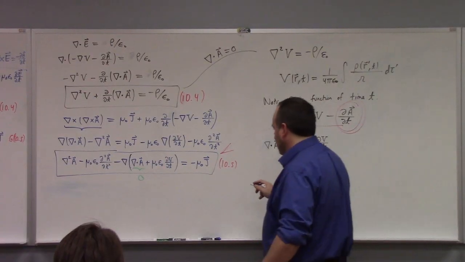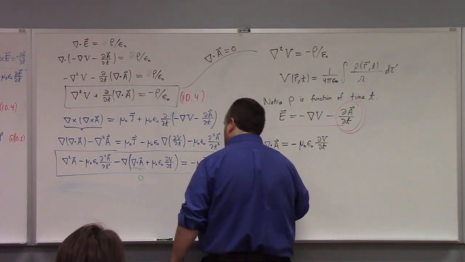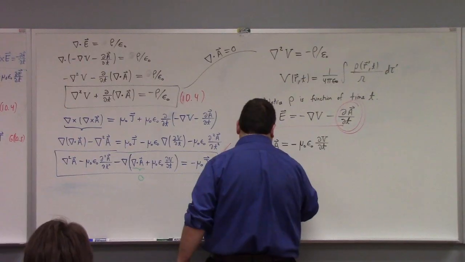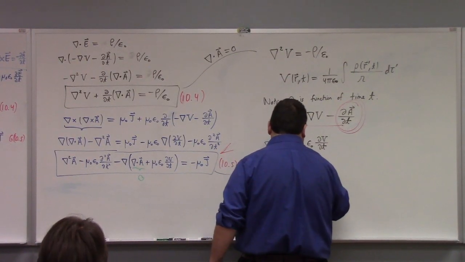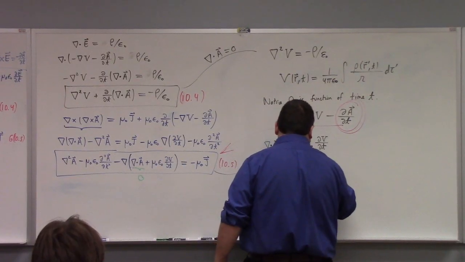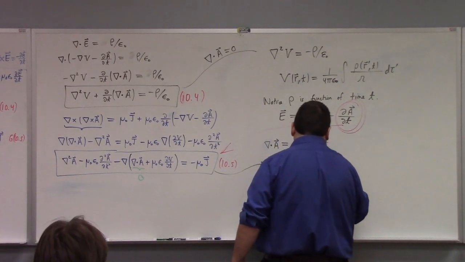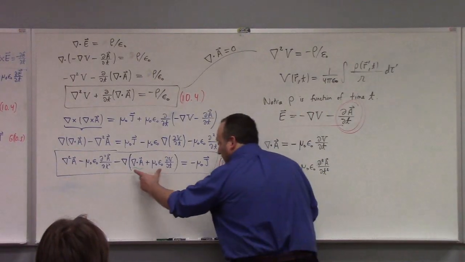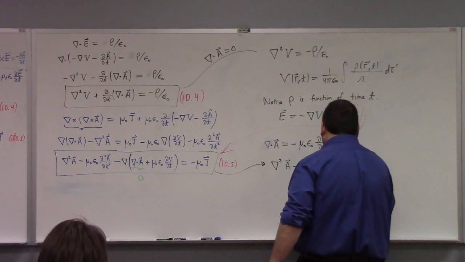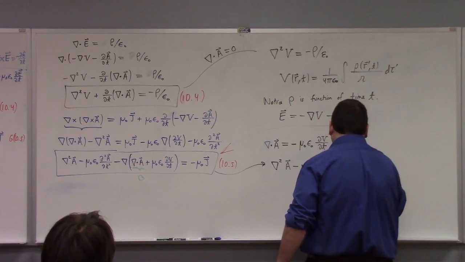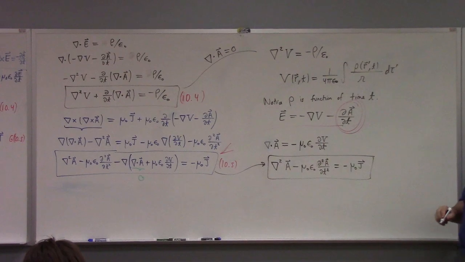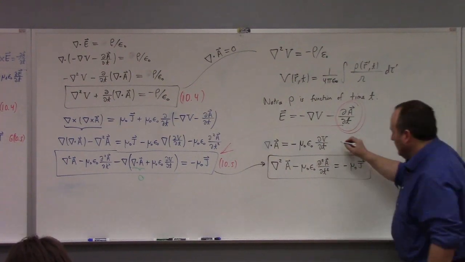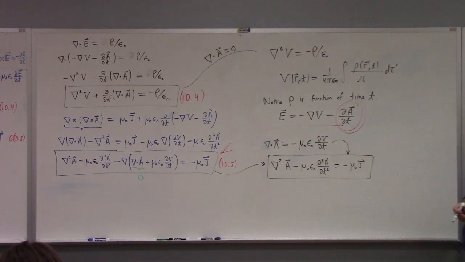So that means that this equation becomes nabla squared A minus mu naught epsilon naught partial squared A partial t squared, gone, equals minus mu naught J. Well, that's much improved. Hooray. Right? In the Lorentz gauge. But what about the other one?